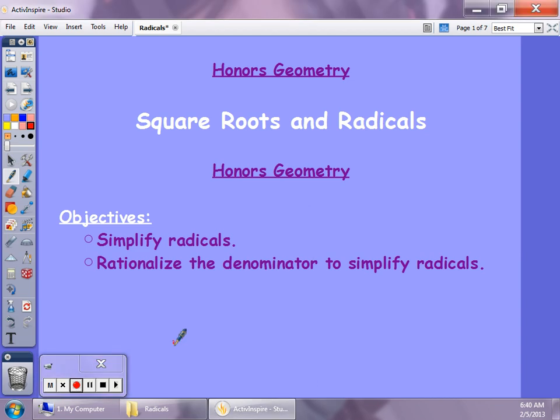Today's honors geometry lesson is on square roots and radicals. The objectives are to simplify radicals and to rationalize the denominator to simplify radicals.